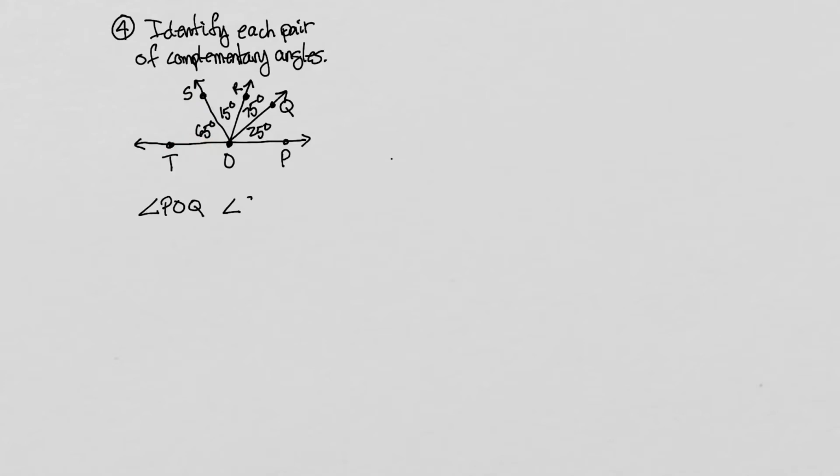So that's going to go with SOT. Now, we started here. Let's move up to this one, 75 degrees. What about this one, or this one? These two. Do either of these numbers with 75 add up to 90? Well, they do. 75 and 15 is a 90, so that's going to be this angle, QOR and ROS.